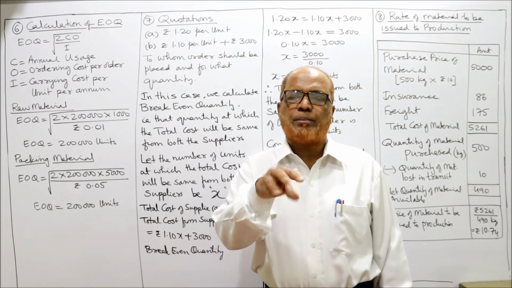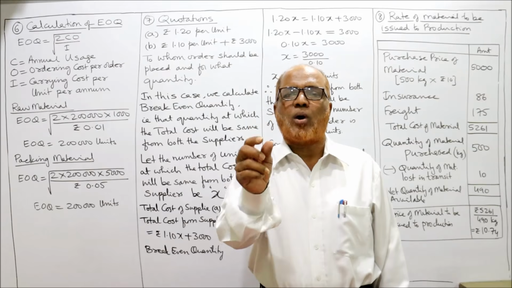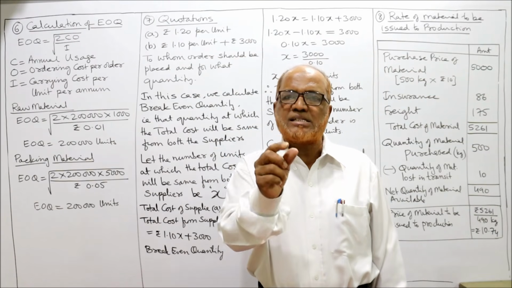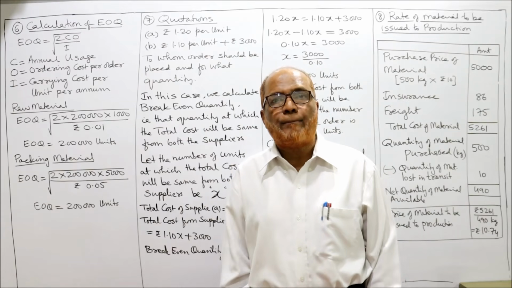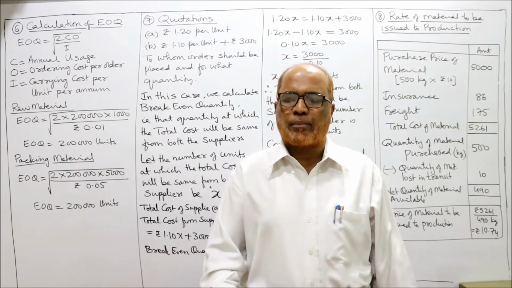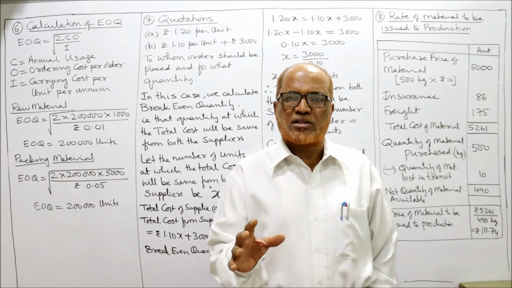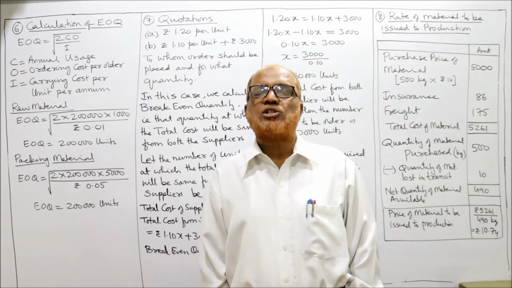5 paisa per unit per month. So 5 divided by 100, you will get 0.05. Rupee 0.05. This is the carrying cost for packing material, and production rate 2 lakh units per month. This production rate means usage. Usage of the material is 2 lakh units per month.